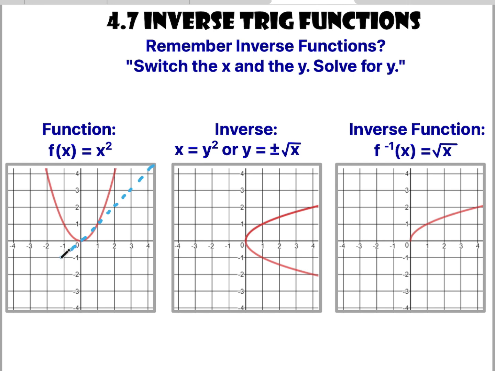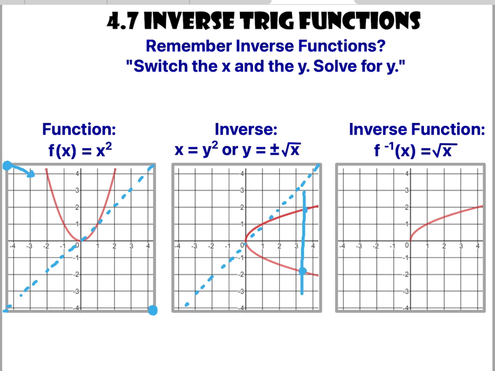Or if you pictured this as a see-through post-it note, and you flipped this post-it note over so that corner wound up down here, this graph would wind up looking like this. And so that would be the inverse of y equals x squared. What you'll notice though is that the inverse of y equals x squared is not a function because it doesn't pass the vertical line test.